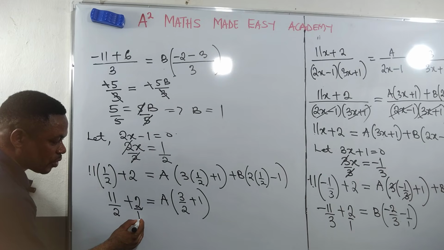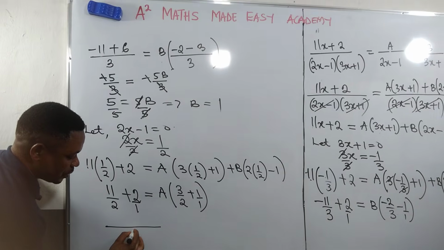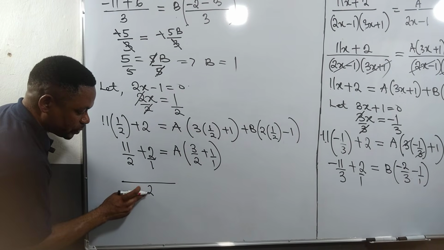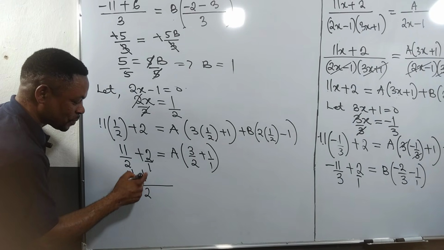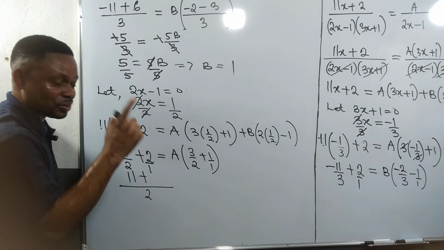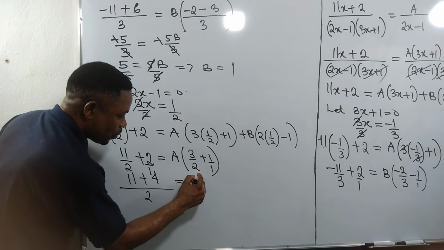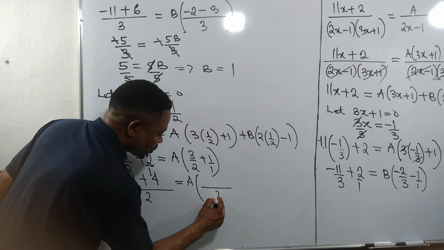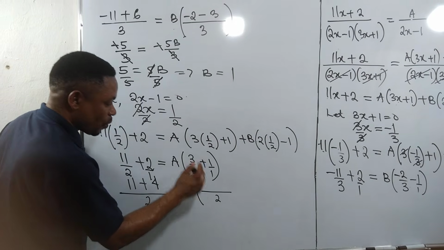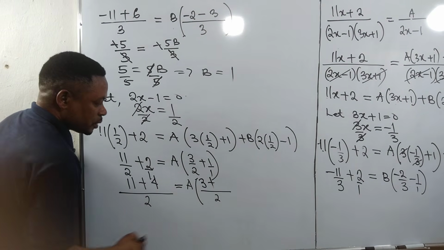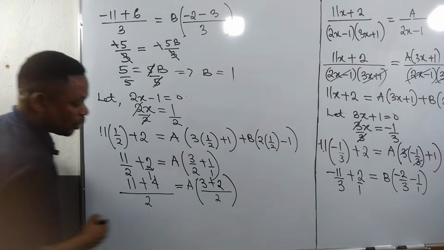How do we solve this? Take the LCM. Call this over 1. Call this also over 1. Now here the LCM is 2. 2 can go into itself to give you 1. 1 times 11 is 11. Then plus, 1 can go into 2 how many times? 2. 2 times 2 will give you 4. This is now equal to A, open bracket. The LCM here is also 2. 2 can go into itself to give you 1. 1 times 3 is 3. Plus, then 1 can go into 2 to give you 2. 2 times 1 is 2. Close the bracket.